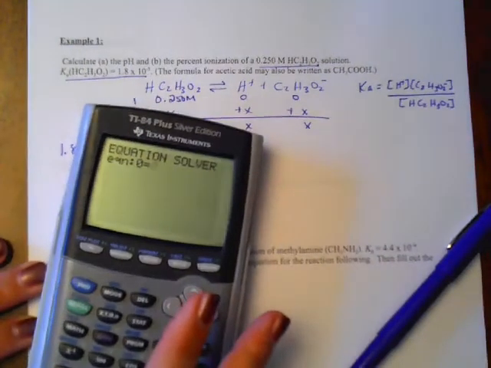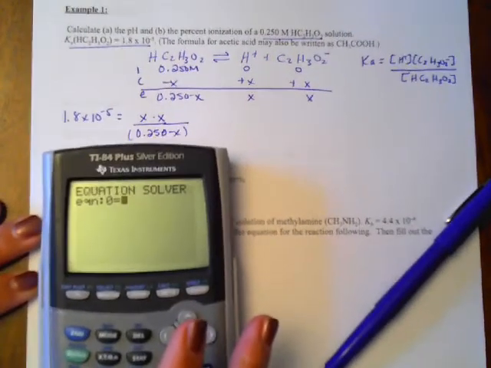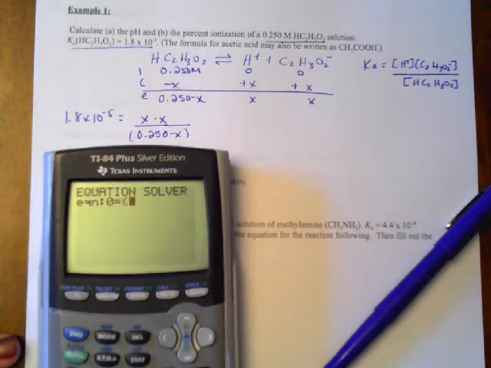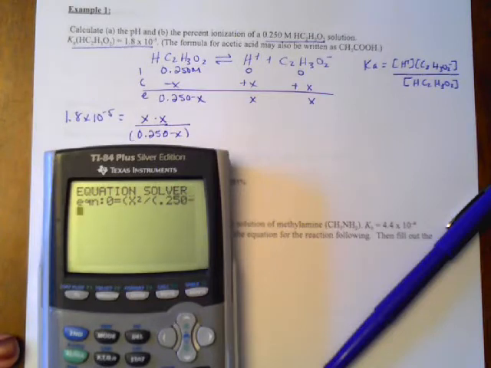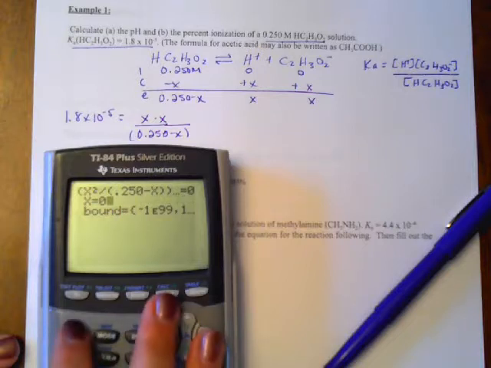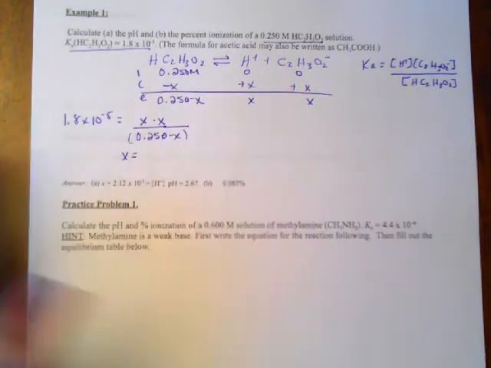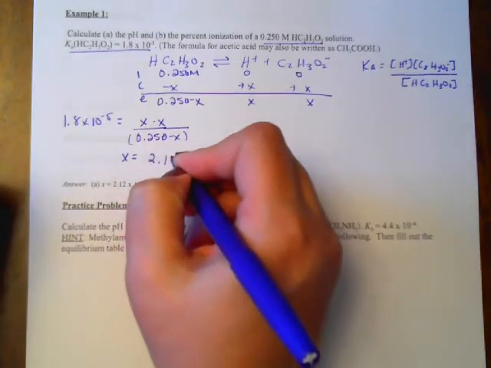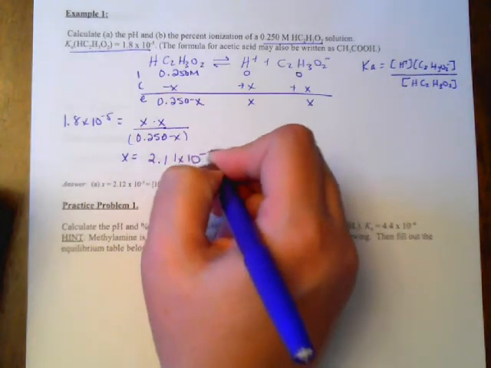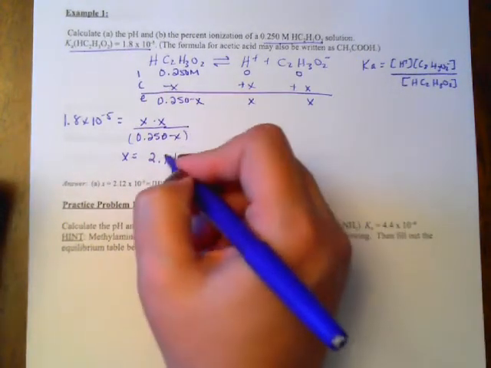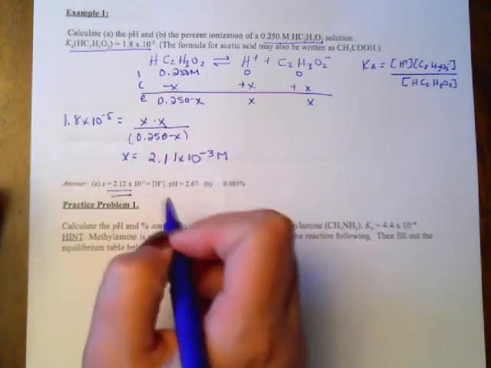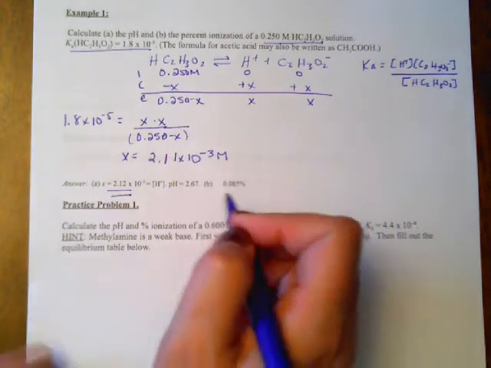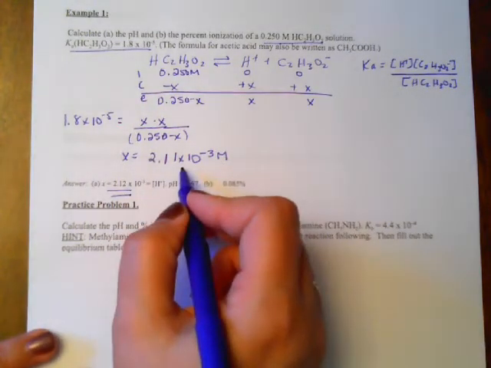We go into our solver. I have to set mine equal to 0 since I have the old-fashioned calculator. Those of you with the new calculators can just set up the E1 and E2. Set x equal to 0, and then alpha solve. And then we find that x is 2.11 times 10 to the minus 3. And again, these answers here were done by approximation, so you can see that it doesn't make that much of a difference.